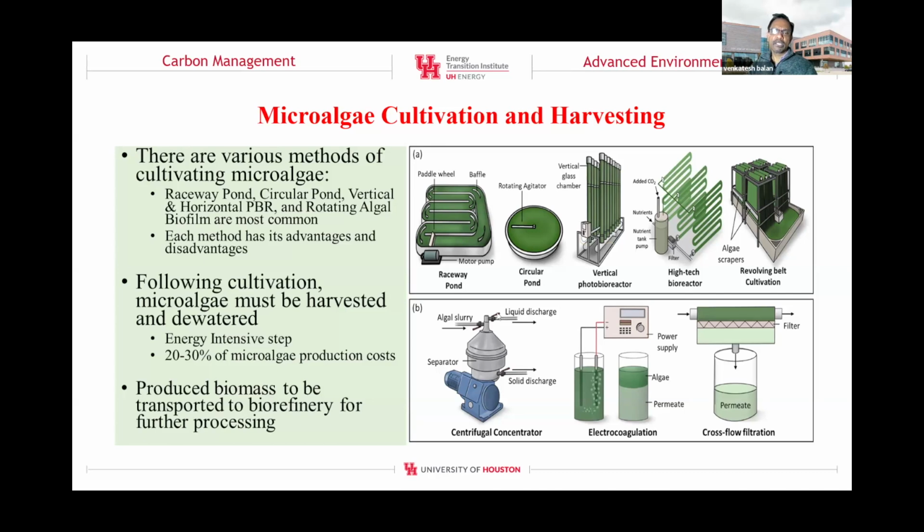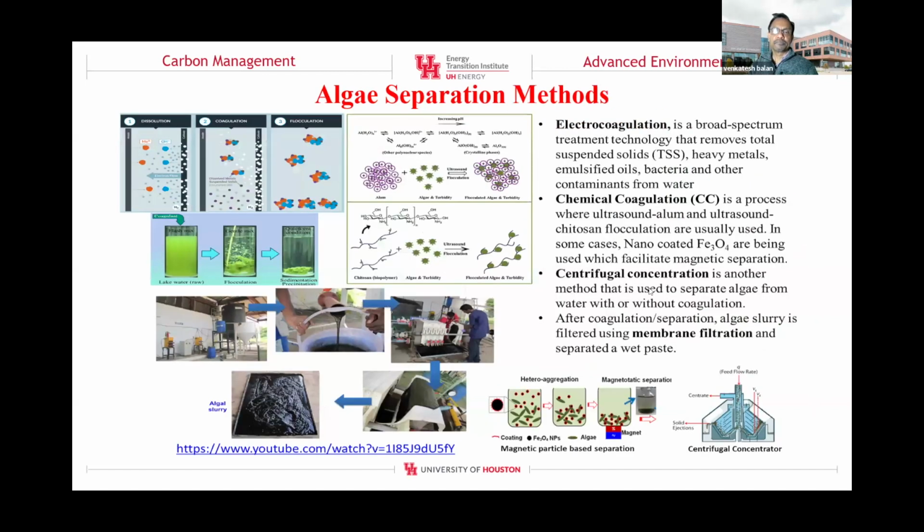Once we produce algae, we have to separate them. There are three major methods that are used to separate them. This is an energy intensive process. We can do inline centrifugation. We can do electrocoagulation, using electrolysis, electrodes, where the algae gets separated out, floated out, or we can do filtration. So we can use a combination of all three also to produce algal biomass.